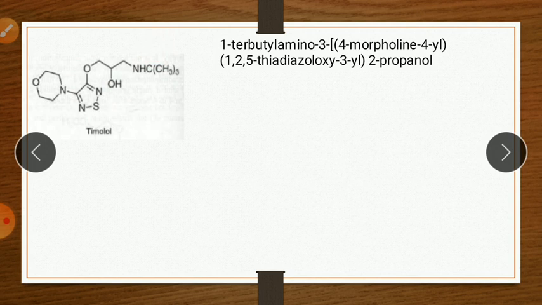Then on the third position, this total structure is 4-morpholine, a morpholine on the fourth position according to this ring. 4-morpholin-4-yl attachment, 1,2,5-thiadiazol-oxy. So in 1,2,5, on one position there is the sulfur, and at 2 and 5 positions there are nitrogens, so it is a thiadiazole with oxygen, thiadiazol-oxy, 3-yl attachment, and the basic chain is 2-propanol. So the IUPAC name is 1-tert-butylamino-3-(4-morpholin-4-yl-1,2,5-thiadiazol-3-yl)oxy-propan-2-ol.